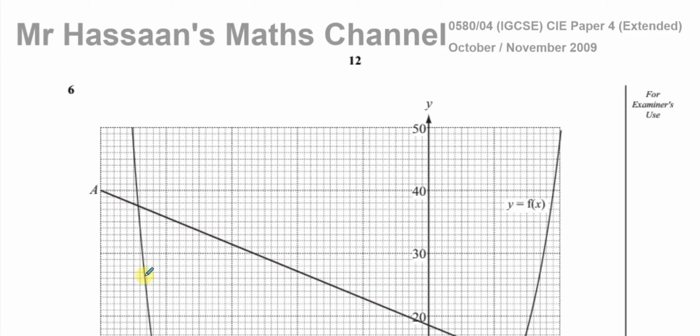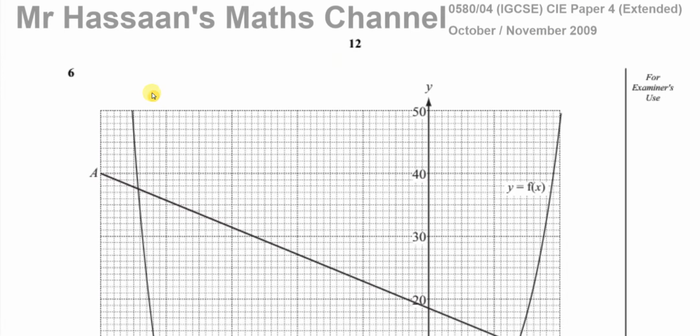I'm going to answer now question number 6 from an International GCSE Cambridge paper 4. It's from October 2009. It's quite an old paper. It's an extended syllabus. This was just before they started to do the variant, so there's only one variant of this paper.